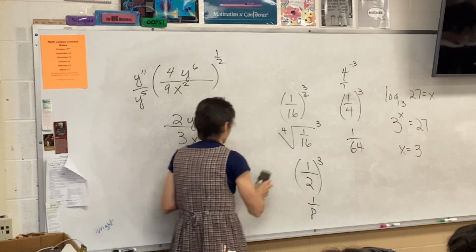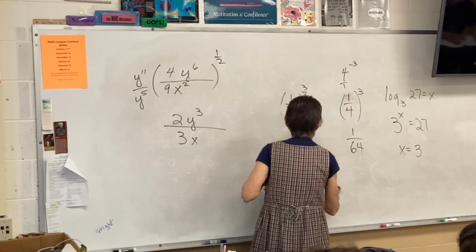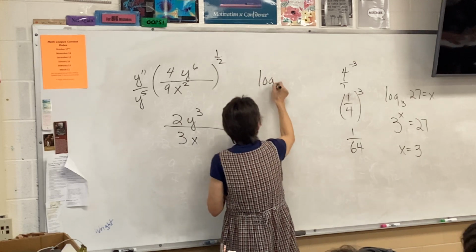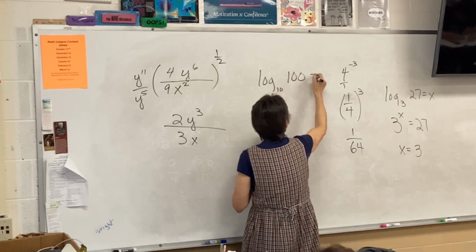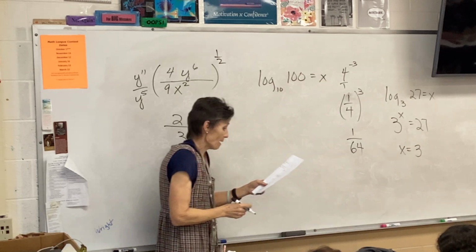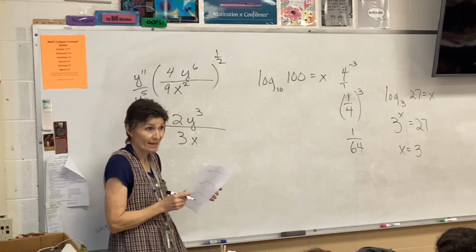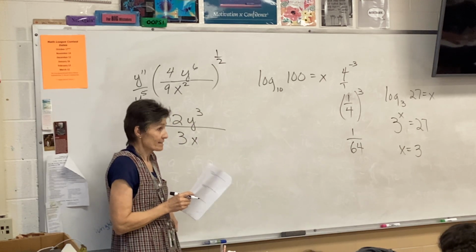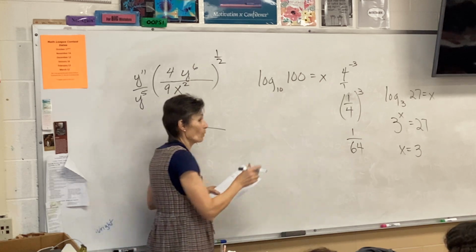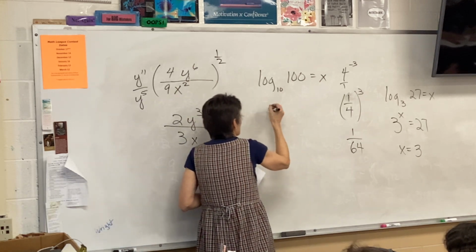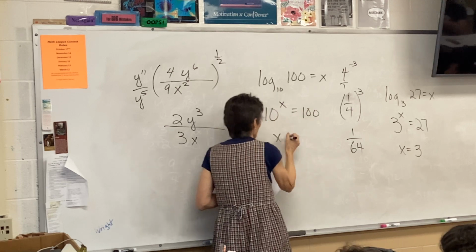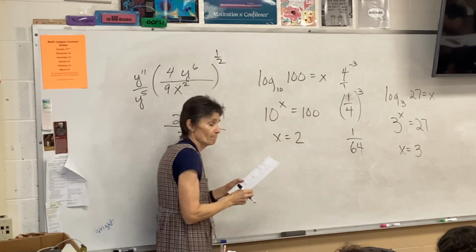G, 19. H, that's another one. I'm going to go ahead and set it equal to x. I'm also going to insert a 10 because log means base 10. So what do I get? 10 to the x is 100. So x is 2.